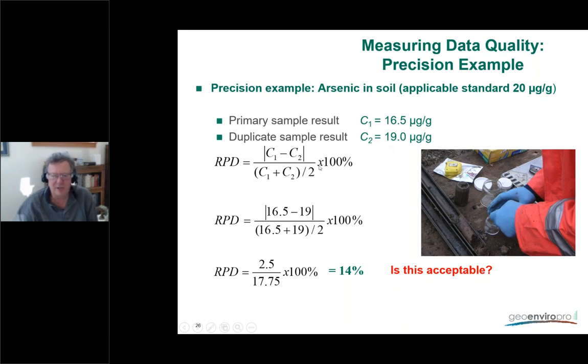So to calculate your RPD, we go through a little analysis. In this case, we have an RPD of 14%. Is this acceptable? Certainly, if we use those limits before, 30% for metals, 14% is acceptable. But what does this really mean?